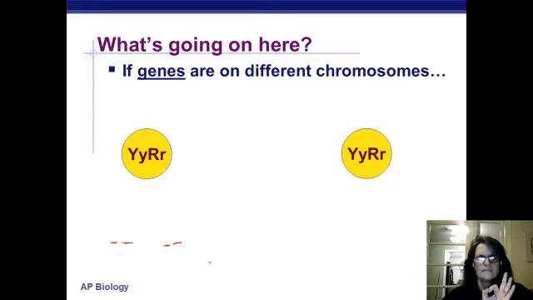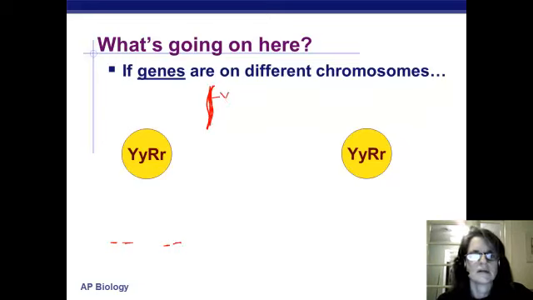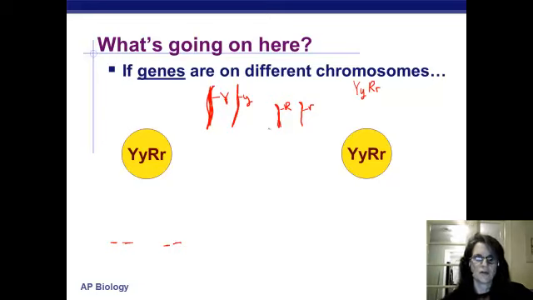Okay? Let's think about what's happening at meiosis. We have a chromosome, perhaps, that has big Y. That means the other chromosome in the F1 has a little y. And then we have a chromosome that's got the big R in the F1 and one that's got the little r. So this is our heterozygote genotype, and we're just showing those on the chromosomes. But remember what happens during meiosis.